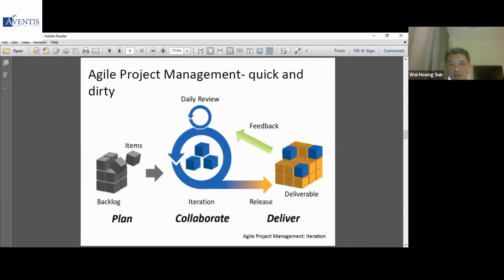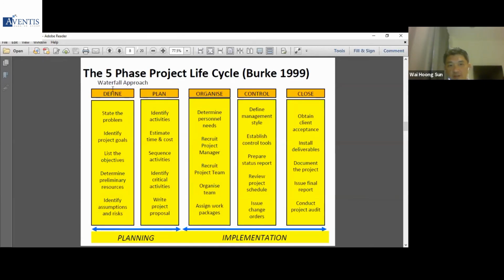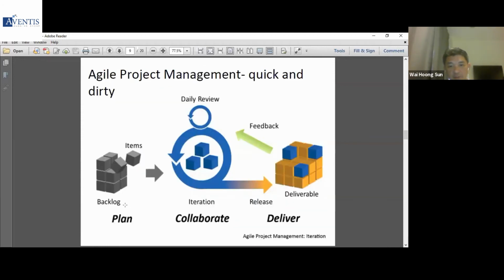This is more iteration. So where you plan, you implement the project, implement the things that need to be done, you deliver it, but then you go back to planning again. You go back to planning again. So just to compare, here you don't do that. You plan, you implement, and then you close. But here you plan, you implement, you close, but then you go back to planning again. So that's where the iteration is.